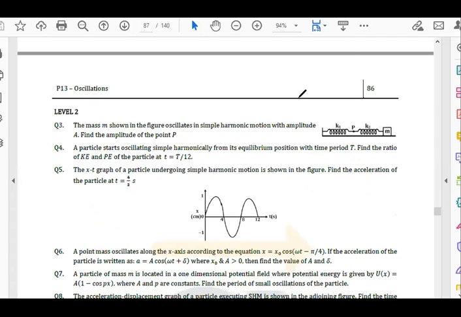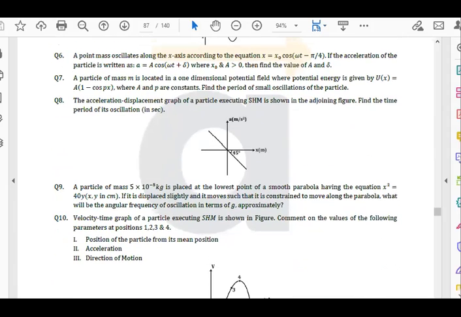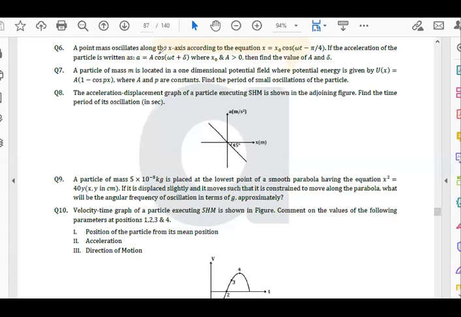Okay, now question number 6. A point mass oscillates along x-axis with this equation. Initial phase is minus pi by 4, so it is starting from the negative side, negative amplitude. If the acceleration is written by this, where x naught and A is greater than 0, find the value of A and delta. Now, can you find the value?